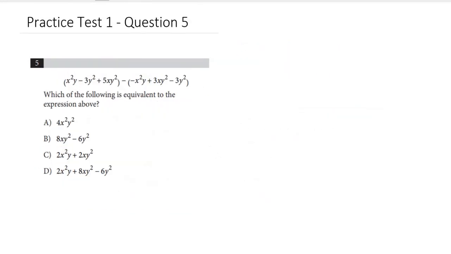Question 5. We've got two expressions subtracted, and the question says which of the following is equivalent to the expression above. That means we are going to simplify the given expression. So basically the question says simplify.